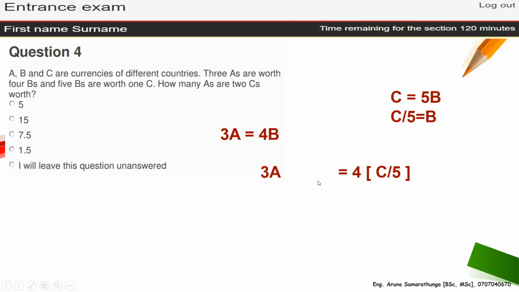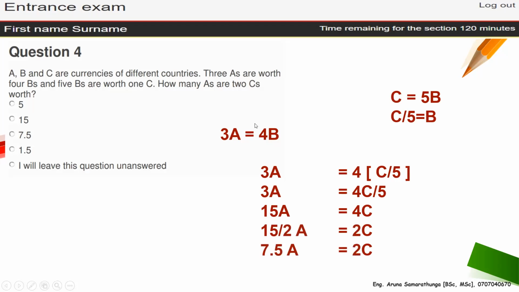So 3A equals 4 times this B value. Then I have only A and C on both sides of the equation. So I'm going to solve this. 3A is equal like that, and here this 5, I am going to multiply crossways to the other side. Then 15A is equal to 4C.